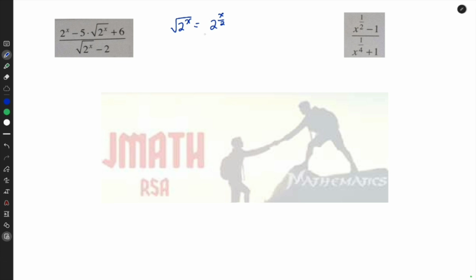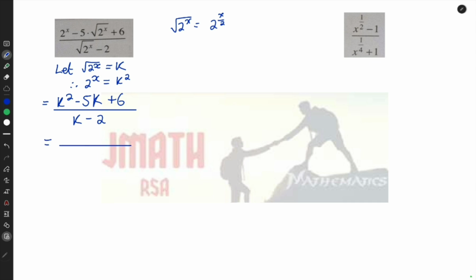So if this can be written as x over 2 or a half x, then the first term, 2 to the power x, is actually double. The exponent is double, and that's where I know this is a k method and it's going to be a trinomial. So I'm going to say let the square root of 2 to the power x equals k, and therefore 2 to the power x would equal k squared. So now I can rewrite in terms of k. K squared minus 5k plus 6, and then k minus 2.